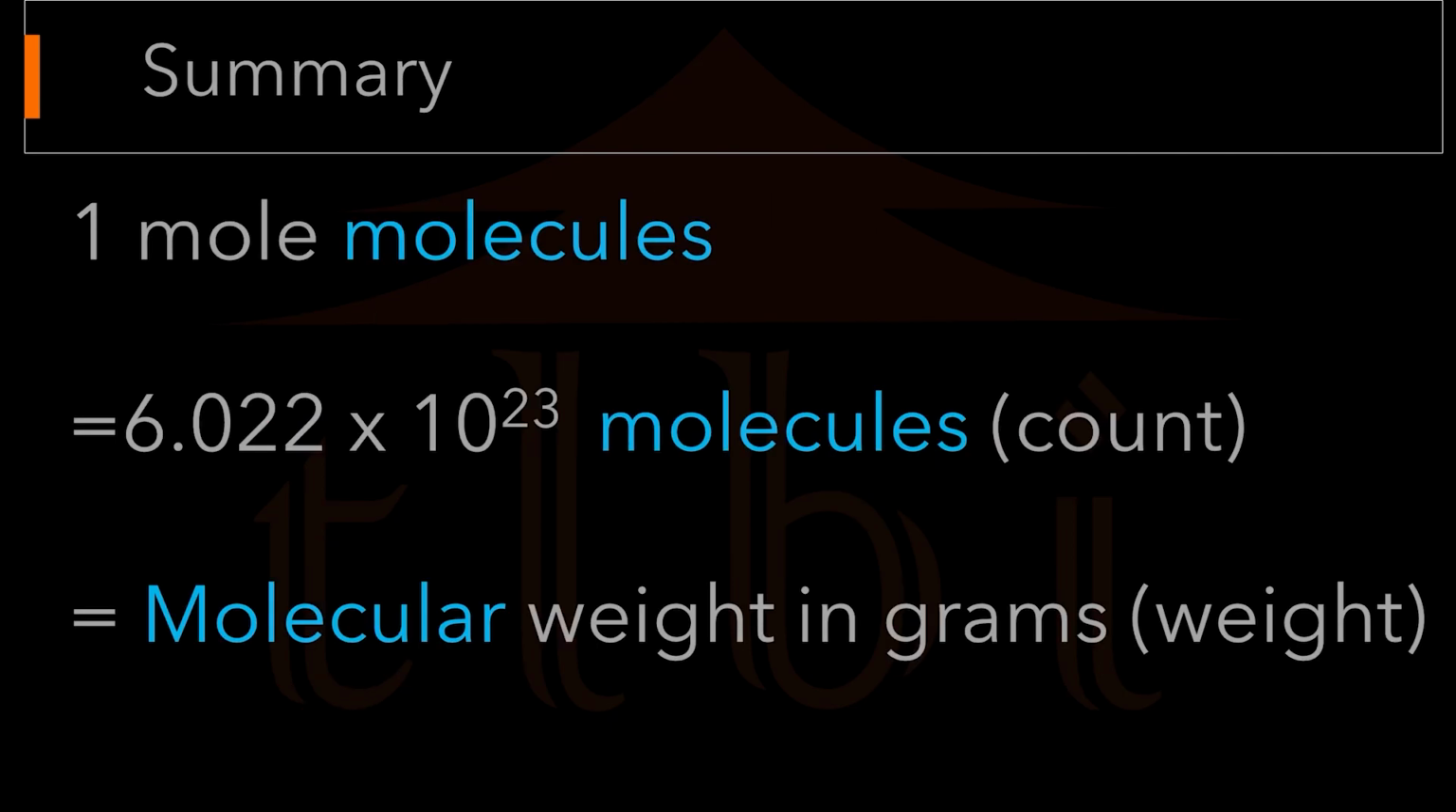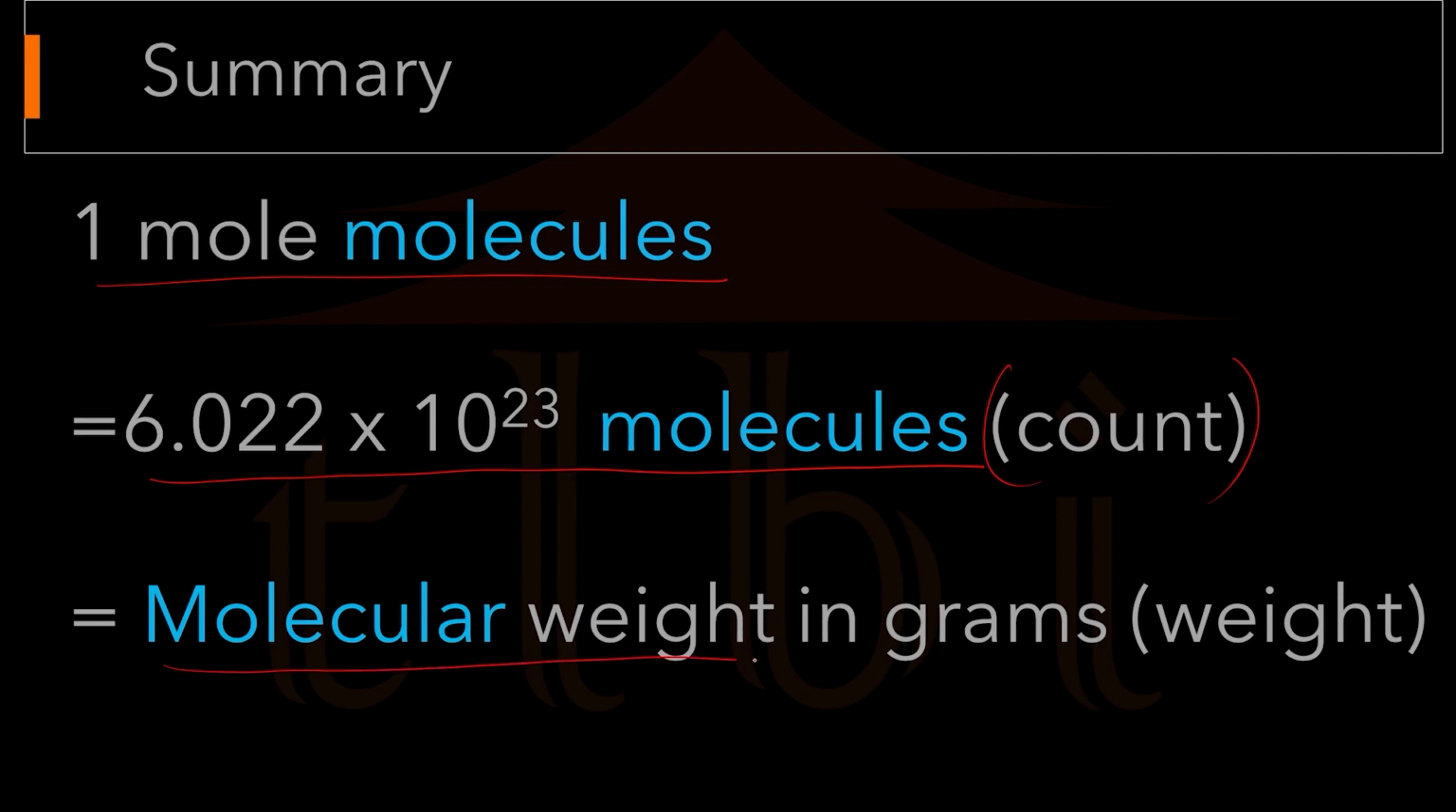Now let's quickly summarize. So 1 mole of molecules means you have 6.022 into 10 to the power 23 molecules. That is the count, the number. And if you take that number of molecules, you will end up having the molecular weight in grams. That means the weight. So throughout the lecture, we have understood how the mole concept helps us in counting by weighing.